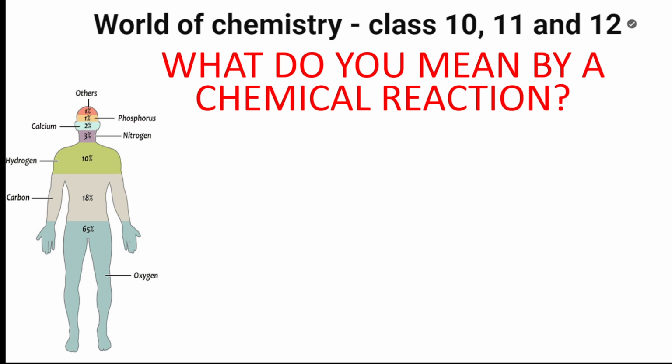Now, what are you observing here? This is the human body, correct? In our human body, as you have seen, 65% of the composition is made up of oxygen, a chemical element. 18% is made up of carbon, a chemical element. 10% is made up of hydrogen. Then 3% nitrogen, 2% calcium, 1% phosphorus, and others.